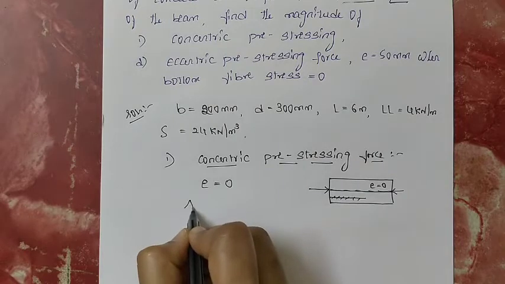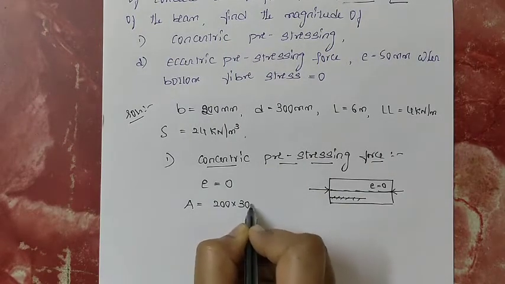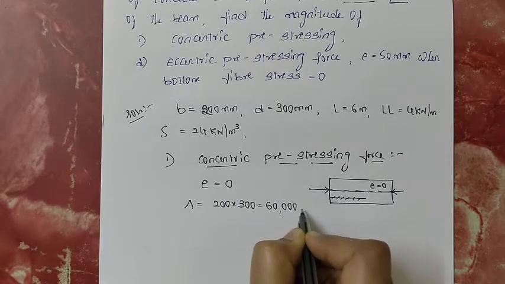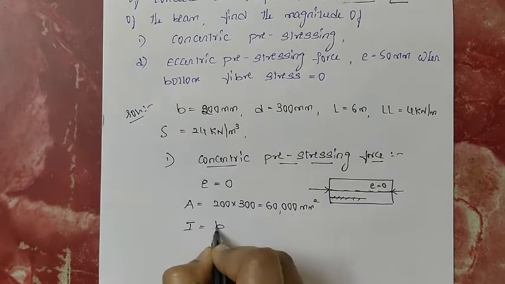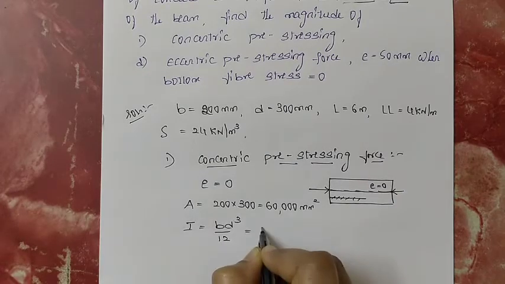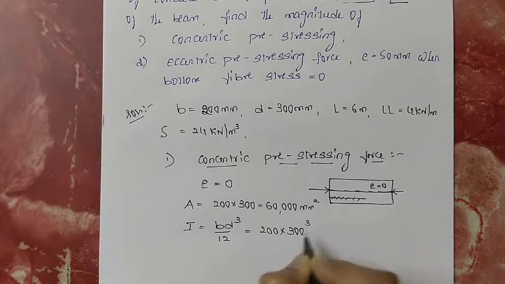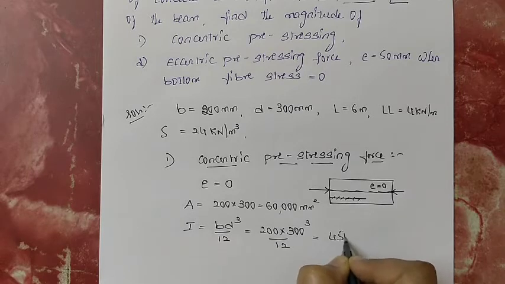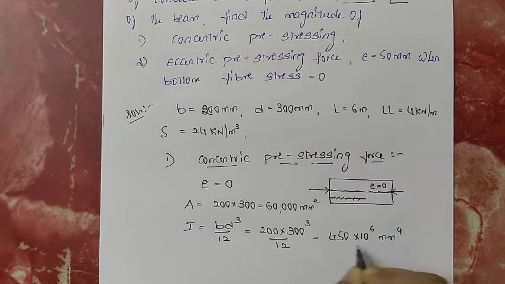Then calculate the cross-sectional area, that is 200 by 300. You will get 60,000 mm square. Then calculate moment of inertia I. For a rectangular beam it is BD cube divided by 12. Substitute the value, 200 into 300 cube divided by 12. That will be equal to 450 into 10 to the power of 6 millimeter to the power of 4.